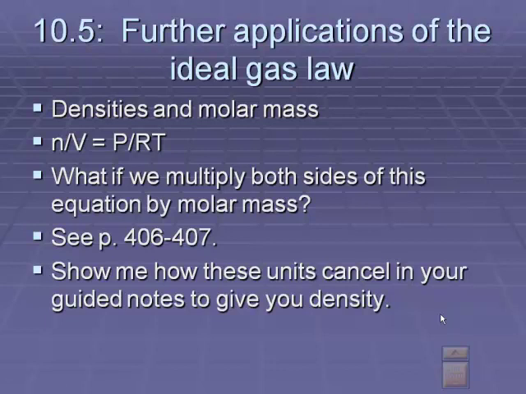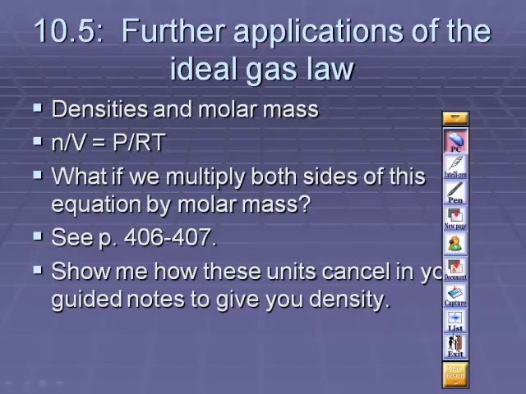Okay, the next section is 10.5. It says further applications of the ideal gas law. All right, so check out 10.5. It starts here on page 406 of your textbook. I want you to notice something really cool. It says densities and molar masses. So it says, what if we multiply both sides of this equation by its molar mass? So it says see page 406 to 407.